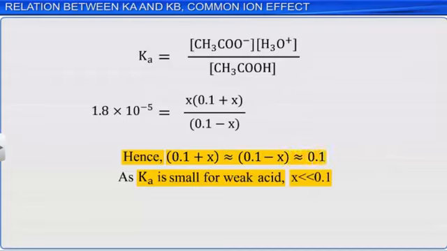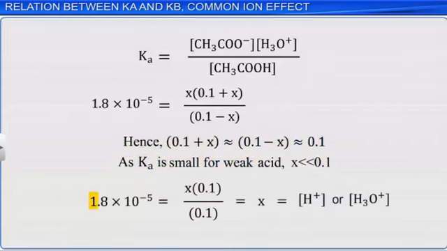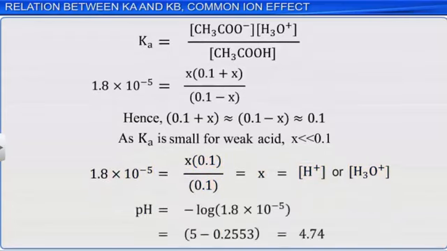Thus, 1.8 multiplied by 10 to the power minus 5 is equal to x multiplied by 0.1 divided by 0.1. This is equal to x, which is nothing but the H plus or H3O plus ion concentration. Thus, the pH of the solution is equal to negative log of 1.8 multiplied by 10 to the power of minus 5, which is equal to 4.74.